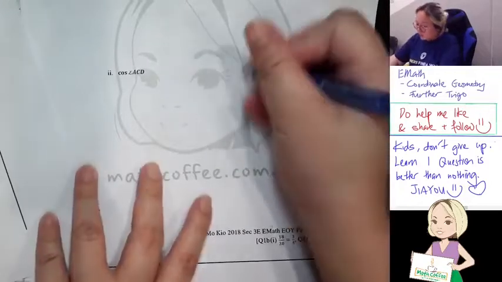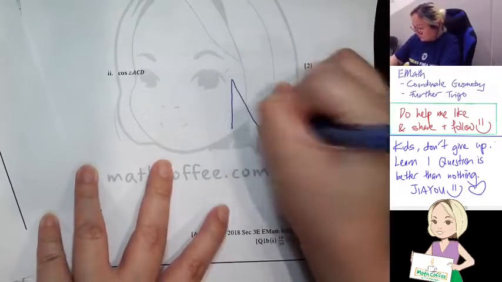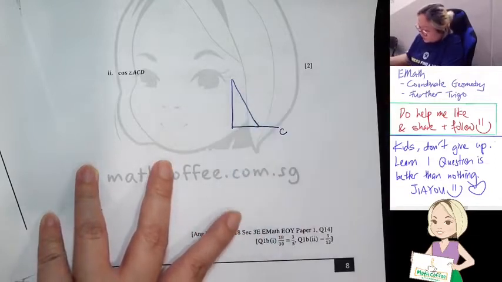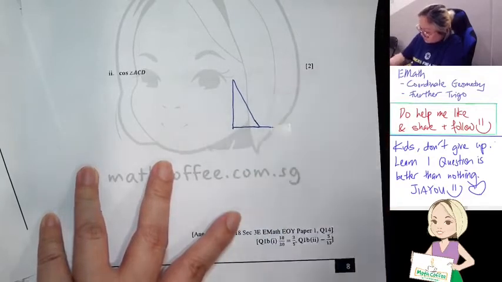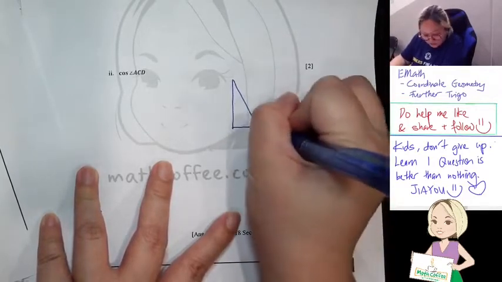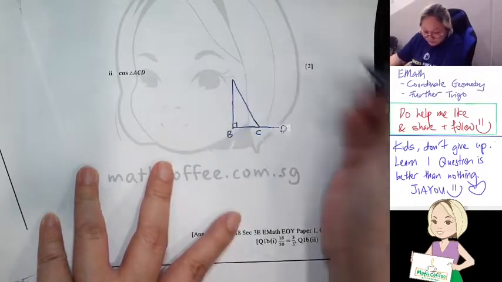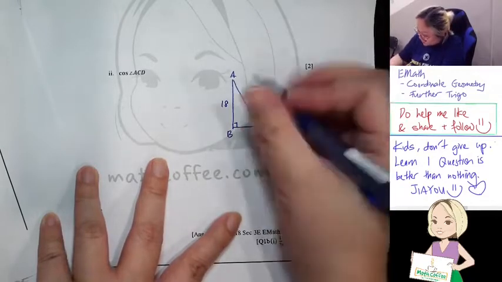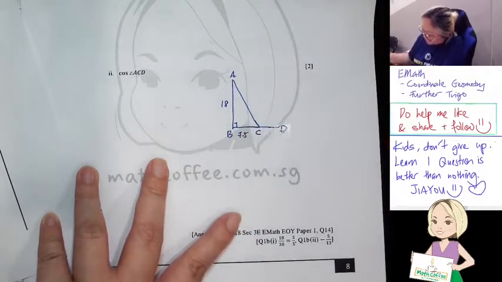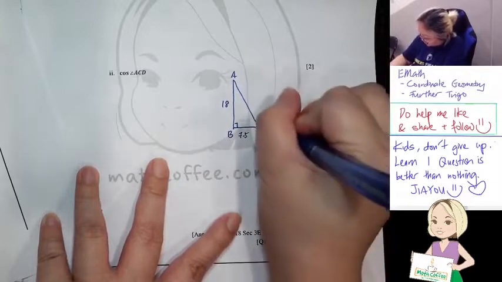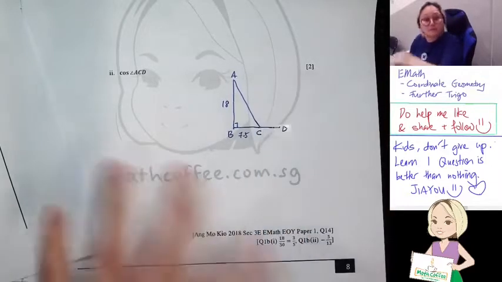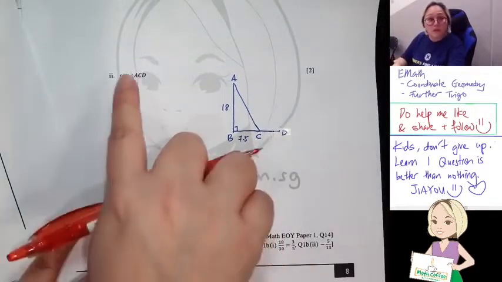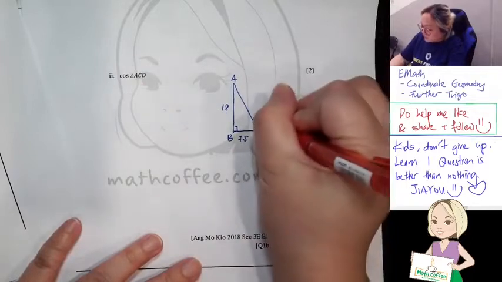So you will draw a smaller triangle. Extend, because I want to write this is C. Sorry, this is D. This is D. This is C. This is B with this one 90 degrees. This is A. This is 18. This one is 7.5. Okay, so this time round, they want ACD. ACD is this big one.